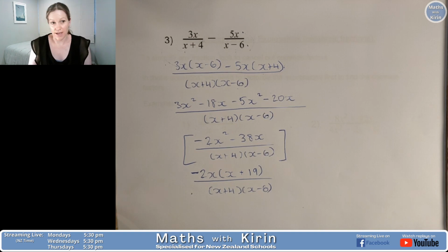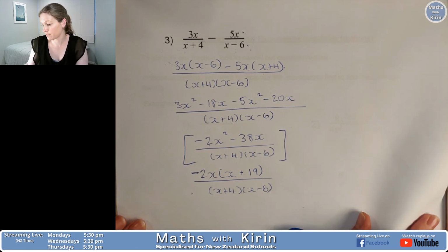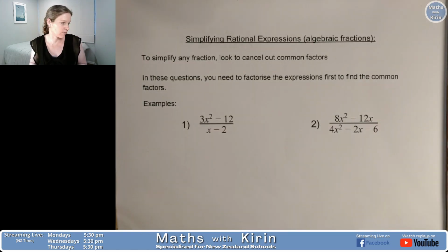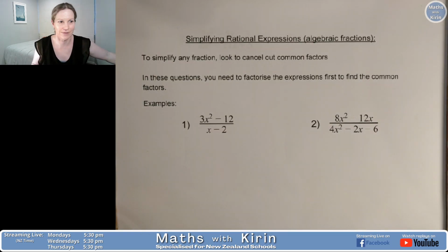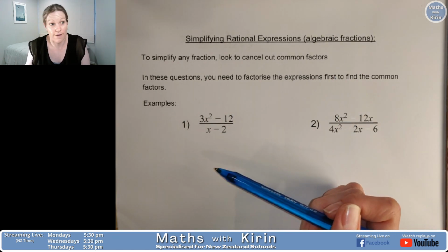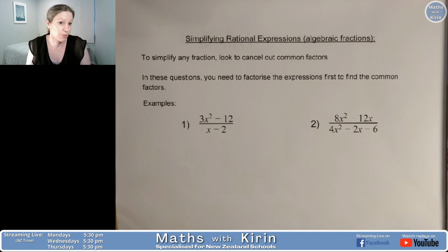So that's adding and subtracting fractions. A few examples there. We're going to have a look now at simplifying rational expressions, which is a fancy way of saying fractions. As I said earlier, these fractions require factorising. Once we factorise the numerator and/or denominator, then we can look for common factors to cancel.